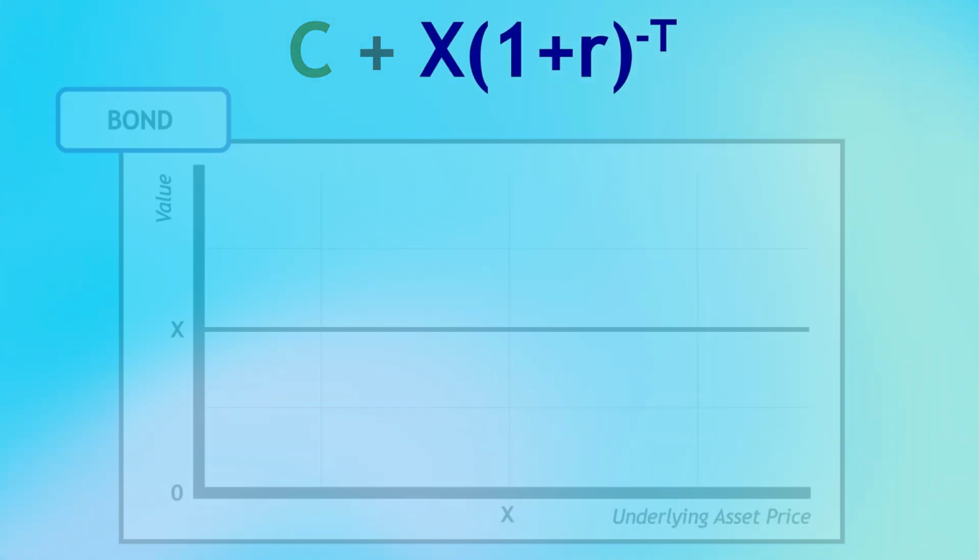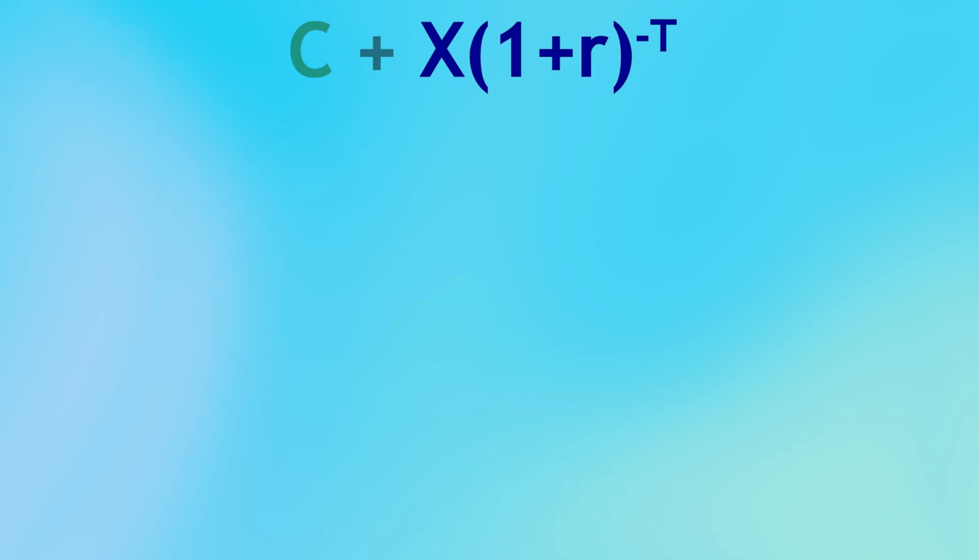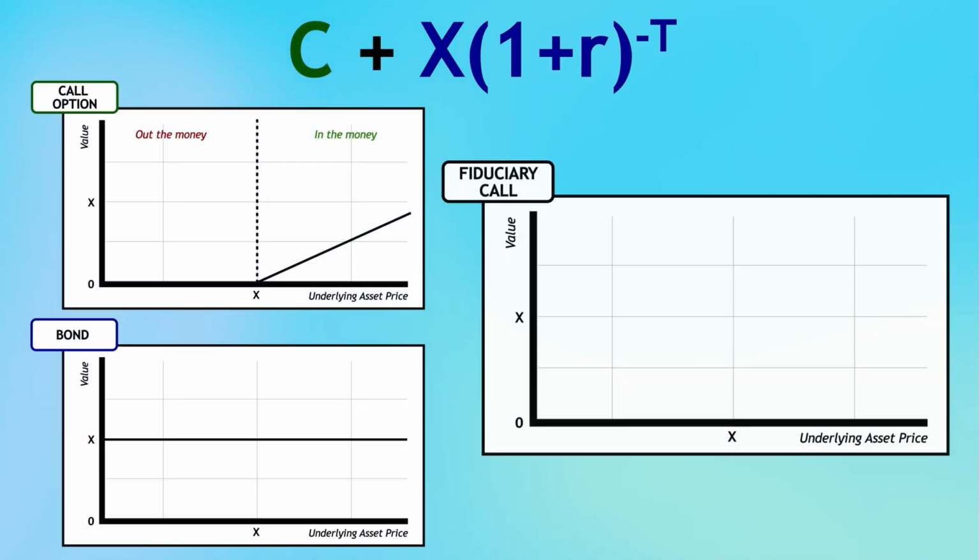Let's move on to the bond. The value is independent to the change in the value of the underlying. So the value of the bond will equal the strike price no matter what the price of the underlying is when the call option expires. We can now plot the value of the fiduciary call when combining these two instruments. It can be seen that the portfolio value will equal the bond price if the underlying asset price is under the strike price. However, the portfolio value will increase if the asset price is larger than the strike price, as the call option is in the money.